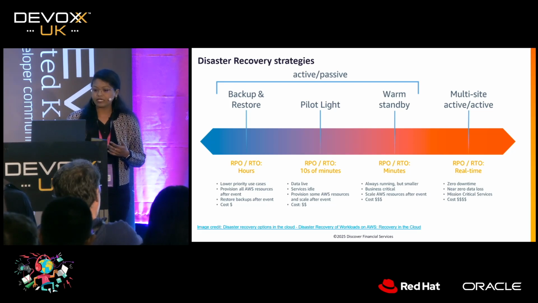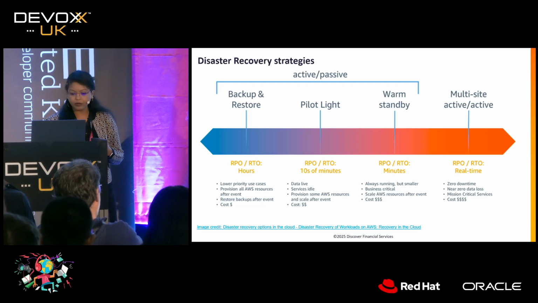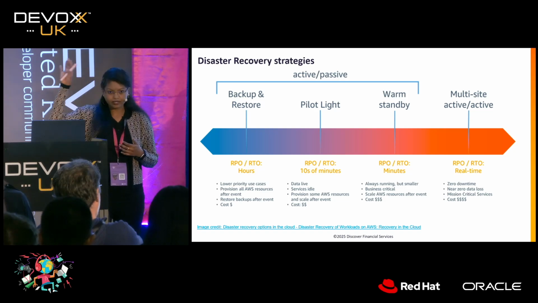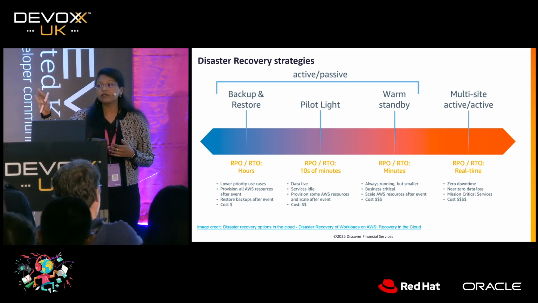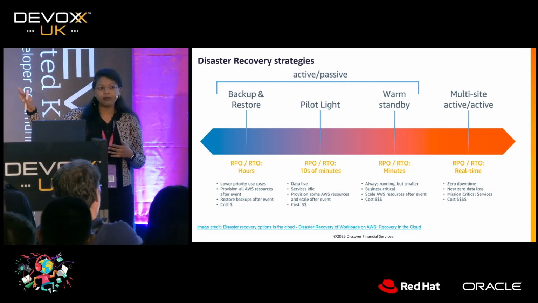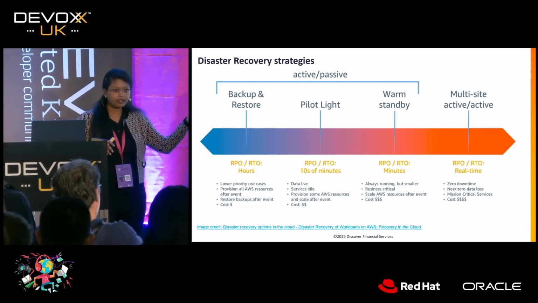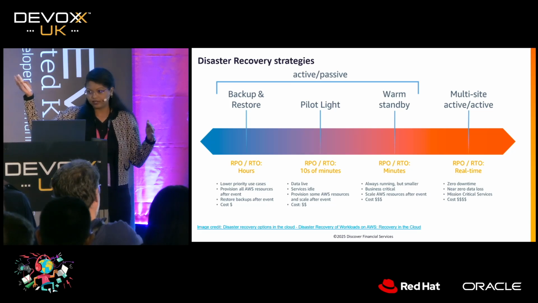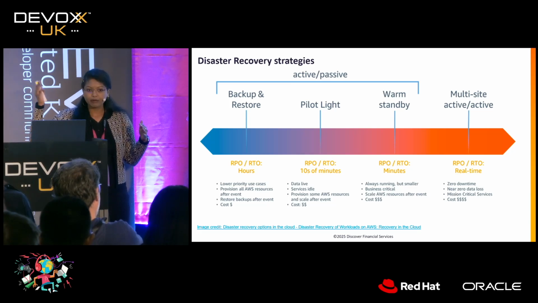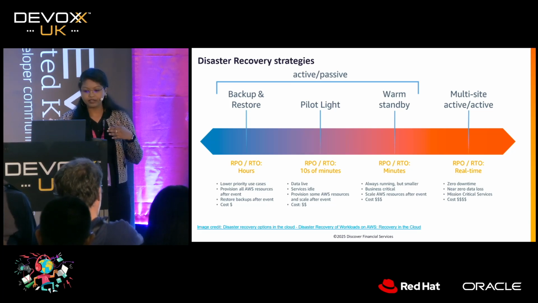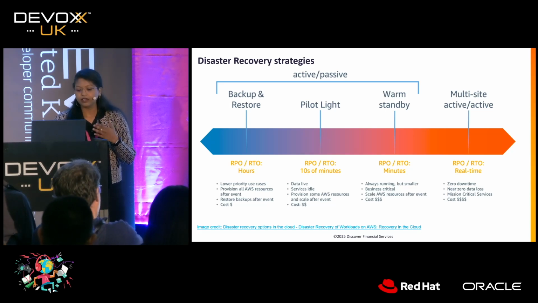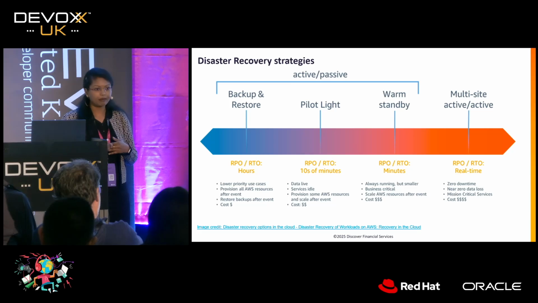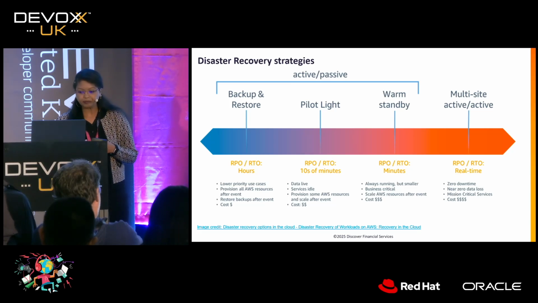Next one is warm standby. So what we are saying here is our data is live on the other side. We are also running some critical applications in a very minimal stack. And if there is a downtime on the main side, I would just scale up these instances. So it's much faster and better than the previous one. Again, we can still incur a few minutes of RPO and RTO in this case.